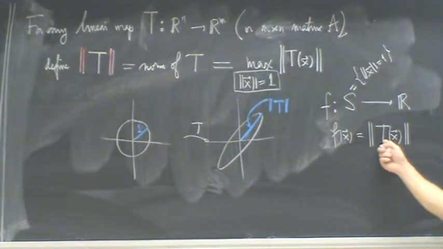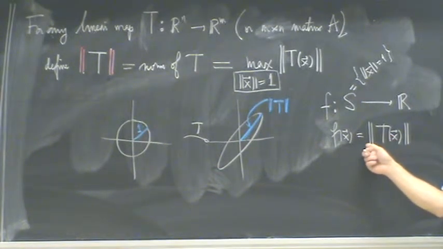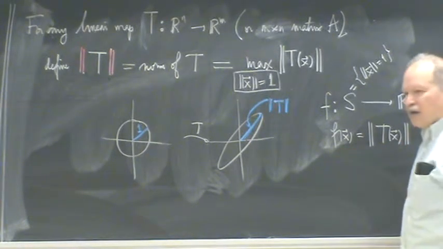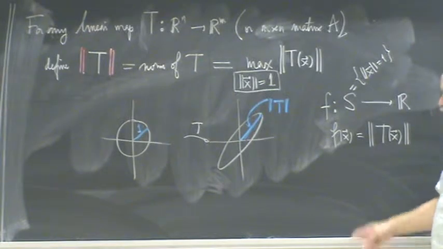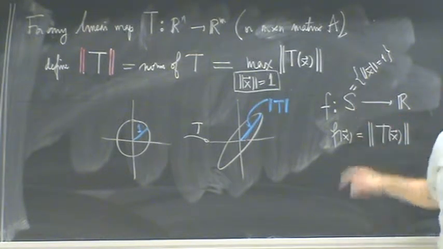You said you've proved in homework that linear maps are continuous, and you're composing with the function magnitude of vector, which you've also proved is continuous. So this is continuous by composition of continuous maps is continuous. S is compact. Yes, sir?